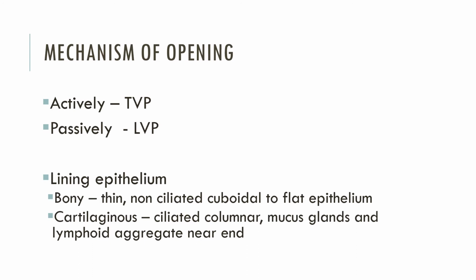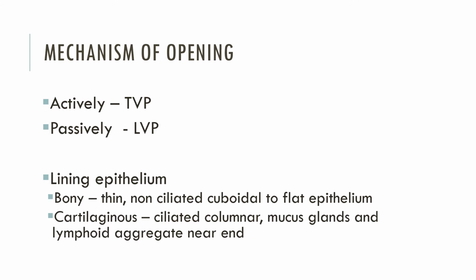Mechanism. The opening of the auditory tube is active as well as passive. Actively it is opened by tensor veli palatini, which is also called dilator tubi muscle. It is acting on the palate also, and it is acting on the auditory tube also. Now passively it is opened by the levator veli palatini, but actively the tensor veli is the important muscle.